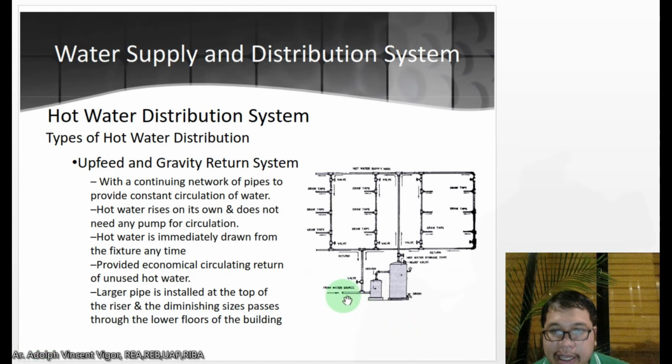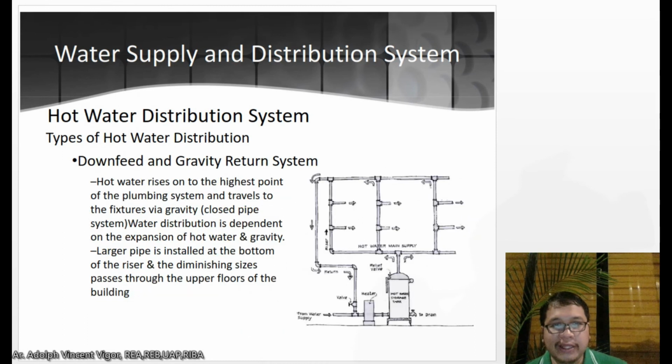Okay, so this is the diagram, this is the source, and you have a valve here. This is the heater, so it circulates around the system. It says that since hot water rises, there's no need for a pump for circulation. Then hot water is immediately drawn, so when you open your faucet or fixture, you could immediately use the hot water. Okay, so that's the upfeed and gravity return system.